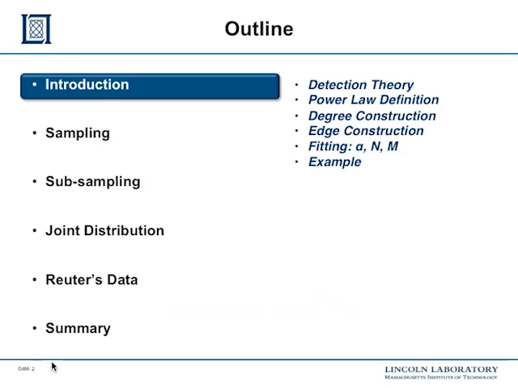So moving in here, this is our outline. We've got a lot of material to go over today. This is all sort of using the data set that we talked about in the last lecture, which is this Reuters data set. So we'll be applying some of these ideas to that data set. So, after the introduction, I'm going to get to sampling theory and subsampling theory, various types of distributions, and then end up with the Reuters data set.